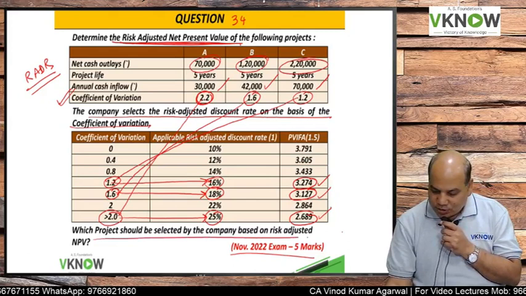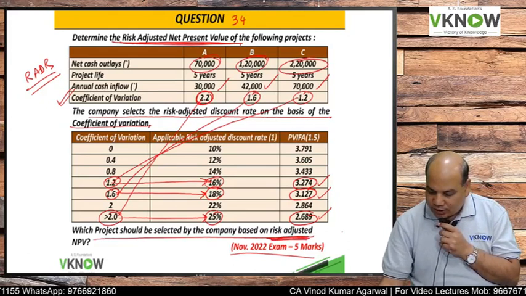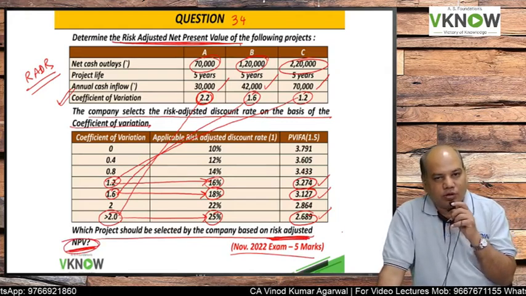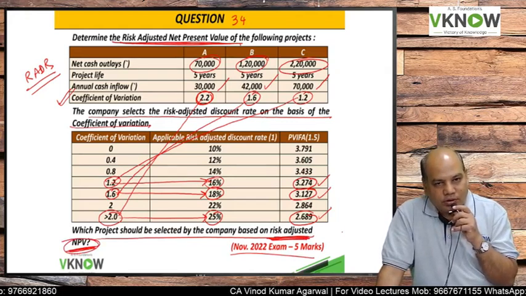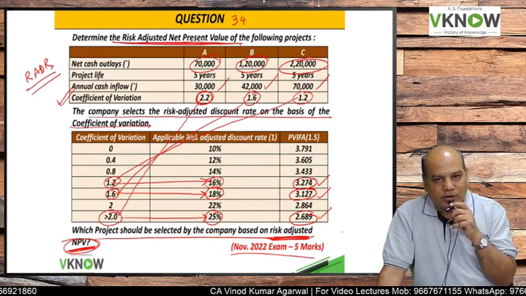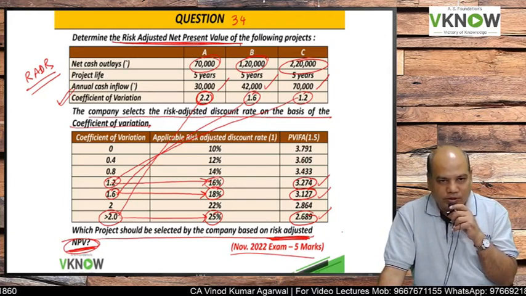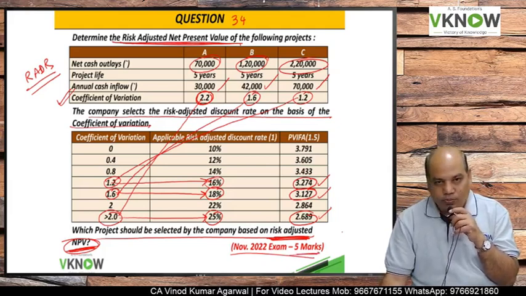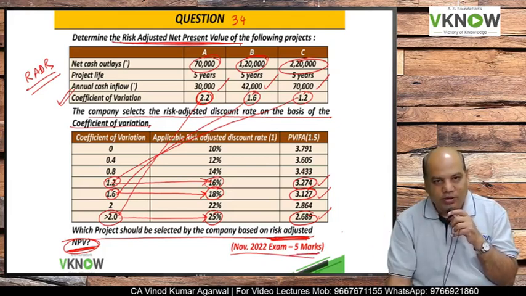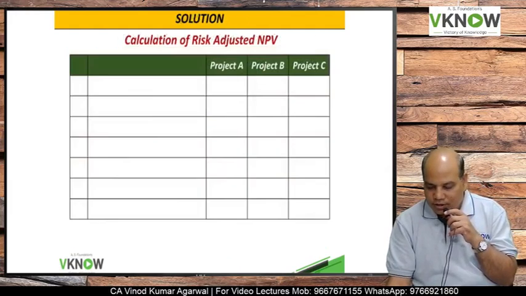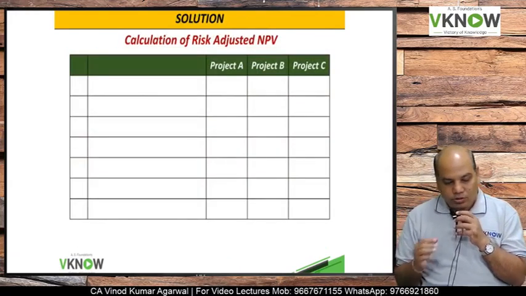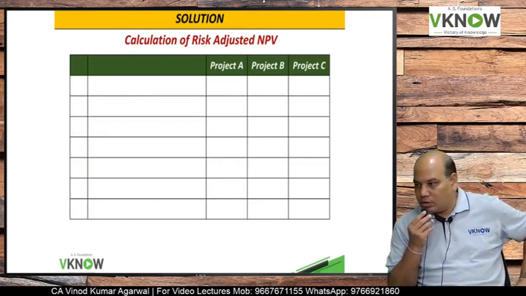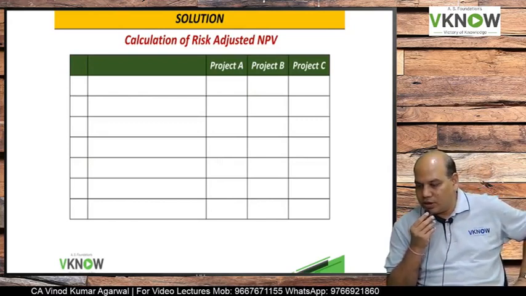Which project should be selected on the basis of risk adjusted NPV? So the decision will be based on NPV. The one which has higher NPV will be selected. Bonus mark. I will tell you, this is a bonus mark. Just one table and you get 5 marks. Write down. Calculation of risk adjusted NPV.